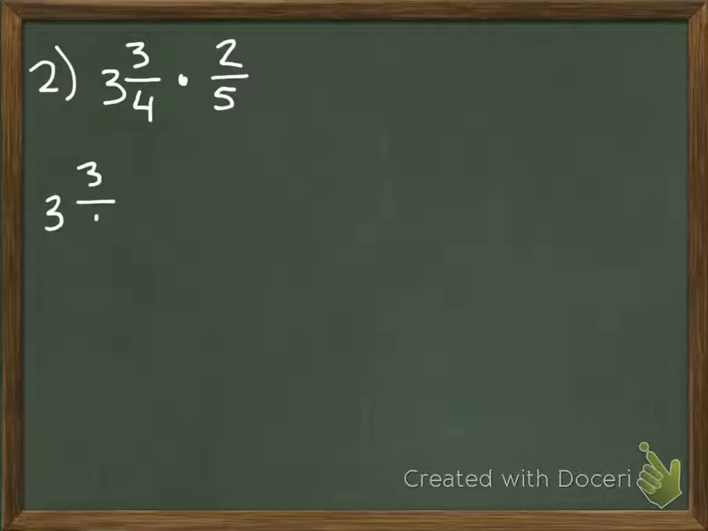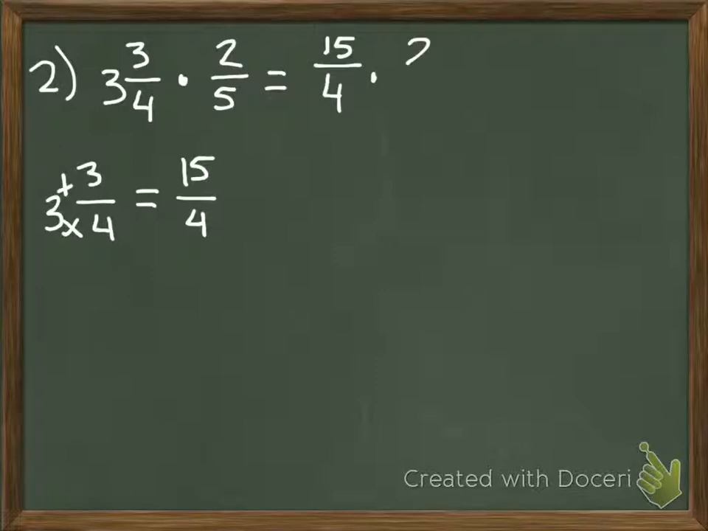Now on to our second problem. We'll have a mixed number. We'll have 3 and 3/4 times 2/5. So here we have to use our first rule, which is to change the mixed number 3 and 3/4 to an improper fraction. So we're going to want to remember that we take the whole number 3 and multiply by the denominator. 3 times 4, which is 12. We're going to add 3. 12 plus 3 is 15. So we have 15 over 4. So we're going to rewrite this multiplication problem as 15 over 4 times 2 over 5.